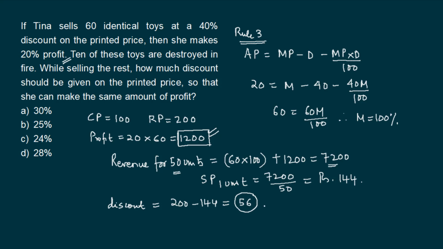Now how much is 56 on the printed price? 56 by 200 into 100 is 28%. She can offer a discount of 28% now only, so that she is making the same amount of profit as before. Option D fits in.